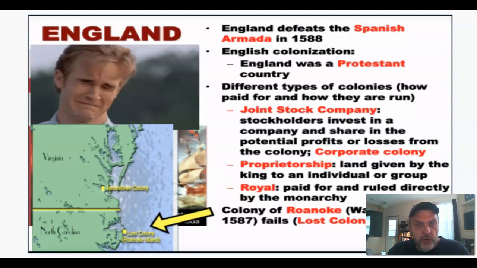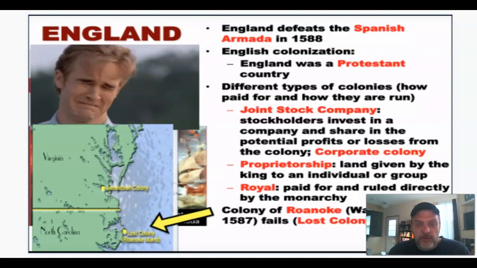It was also known as a corporate colony. Okay, and it was basically run much like a corporation. People would settle here in North America. We'll talk about later on where these colonies were. And you might see it in your book written as a corporate colony.